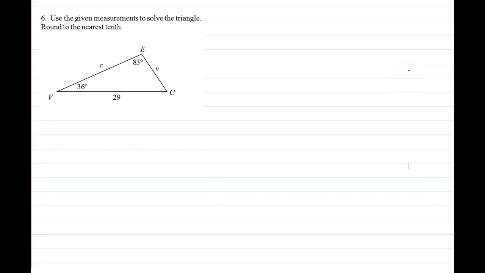Alright, so now number 6, we are going to solve the triangle. So that means we're going to find the missing values of c and v. To do that, we are going to use the law of sines. So a over the sine of a equals b over the sine of b. And so we're going to let this 36 degrees be the a. We're going to let the v go here for our unknown.